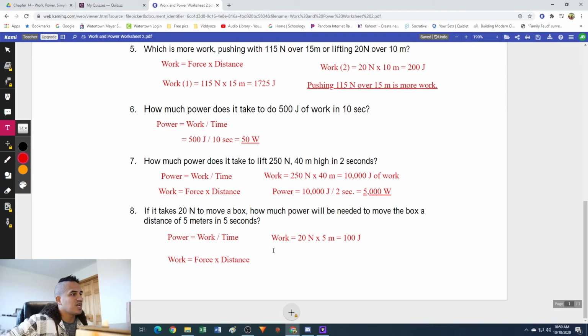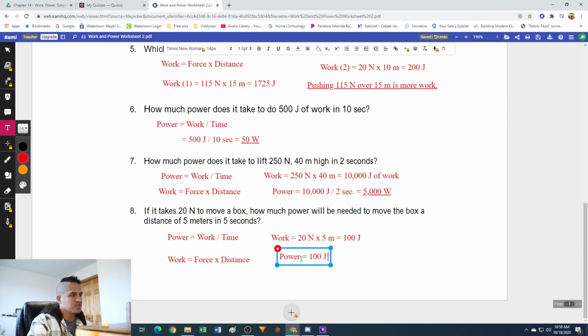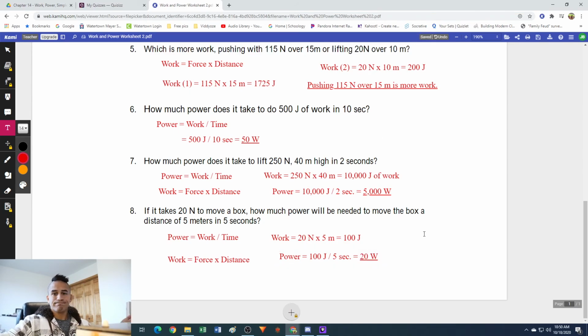And then they do give us a time of 5 seconds. To find our power then, we'll take our work, which is 100 joules, divided by our time of 5 seconds, and that will get us our power. So 100 divided by 5, and we will get a power of 20 watts. Okay? And there we go.